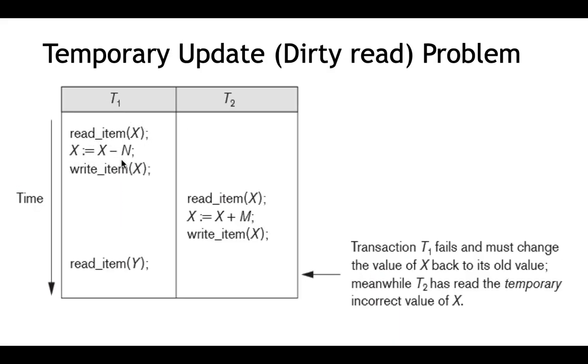Imagine 10 is subtracted from X, so X becomes 90, and that X is read by transaction T2, and some M is added to that X. After the write item X, the updated value of X was read by T2 and used for calculation by T2. Calculations were made on the updated X, and this X is again updated for this transaction.